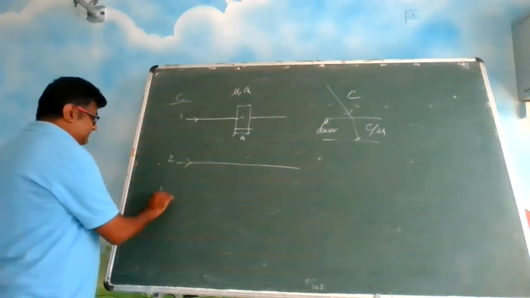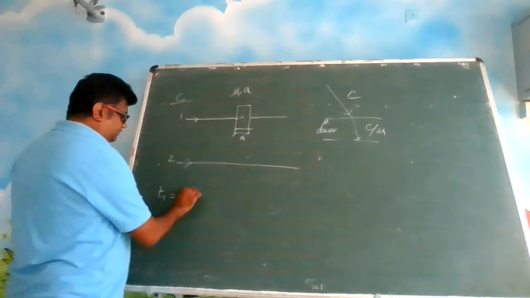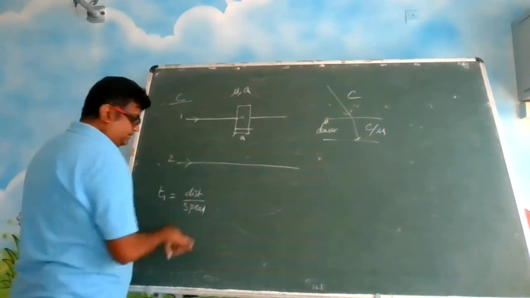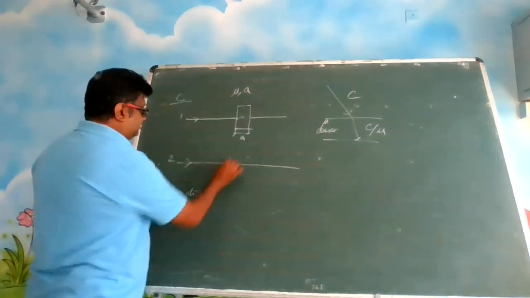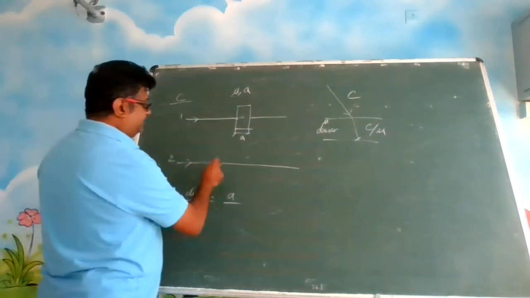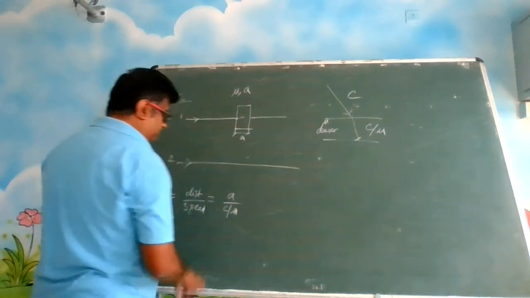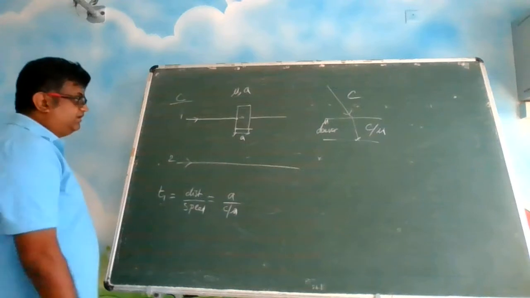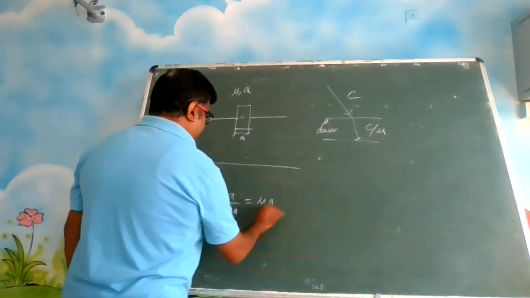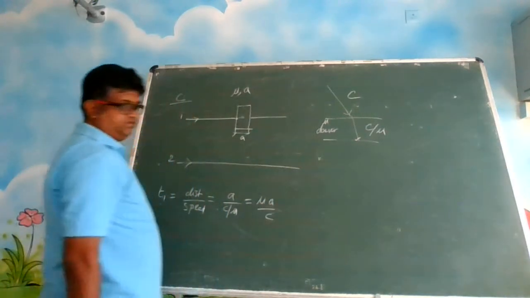Let us say time t1 is equal to distance by speed. So what is the distance here? Distance is a divided by speed. What is the speed of light inside the slab? It is c by mu. It is c divided by mu. So it becomes mu a by c. So T1 is mu a by c.